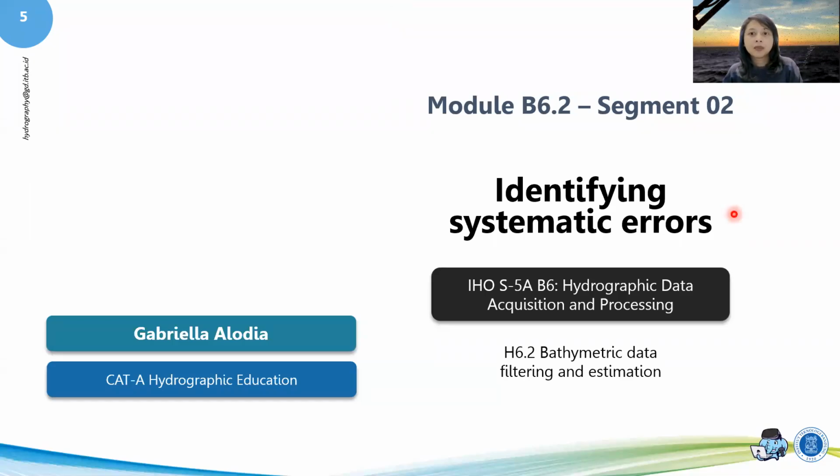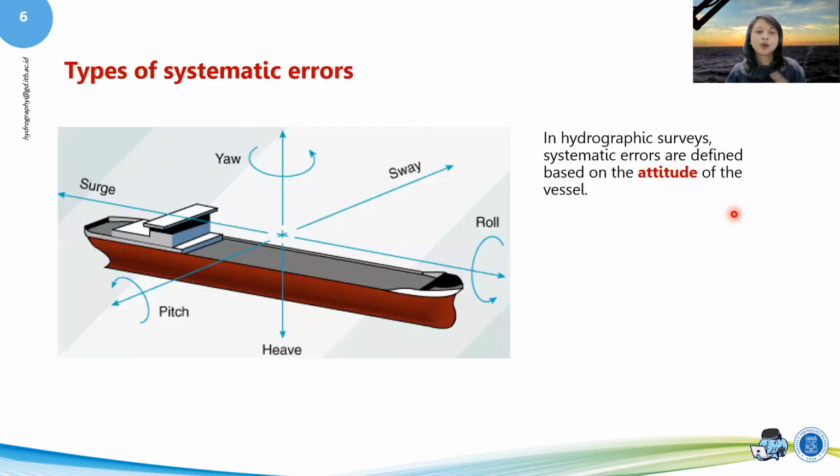Now we're going to talk about identifying systematic errors. Some types of systematic errors that we can see, as I told you before, is actually how the vessel attitude looks like during your survey. For example, you've got your rotational errors, you've got your pitch in your x-axis. So it's basically your vessel is looking up and down. And then you've got your roll in your y-axis.